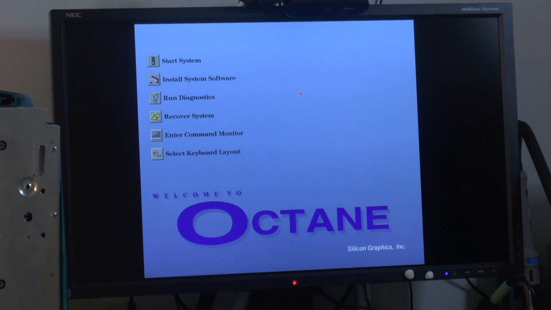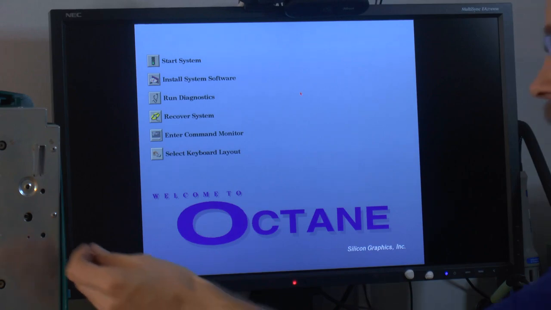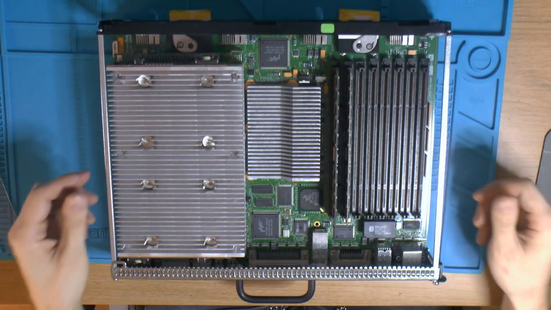So I'm gonna power this down and we're gonna take out the motherboard. Also, I want to try the other motherboard in it and see what's on there. So let's get to some of the fun bits.